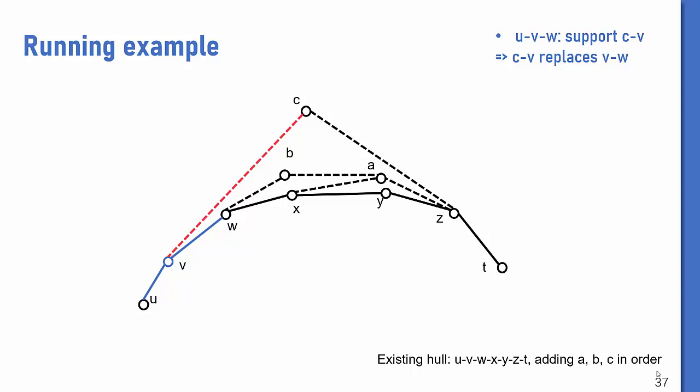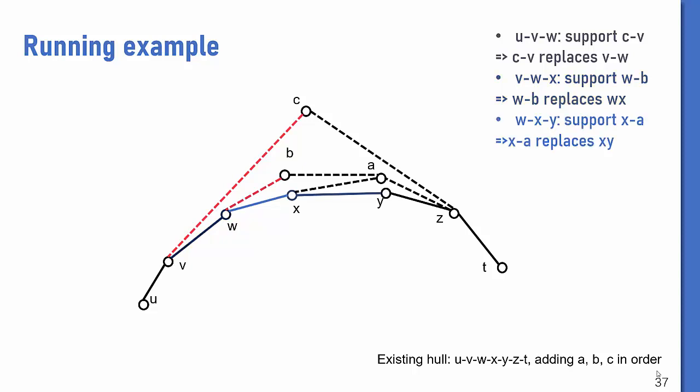The next corner is VWX. Similarly, the earliest visible point is B. It is visible from WX, but not VW, so WB will replace WX. Next, we'll look at WXY. The earliest visible point is A. It's visible from XY, but not WX. In this case, XA should replace XY.